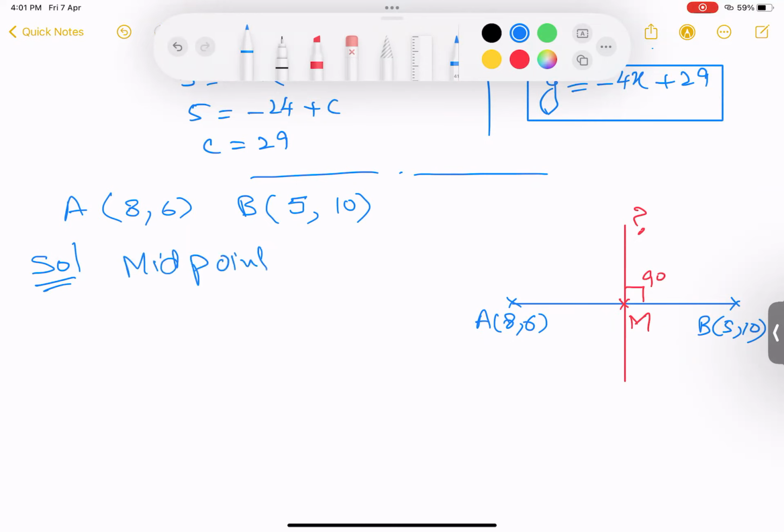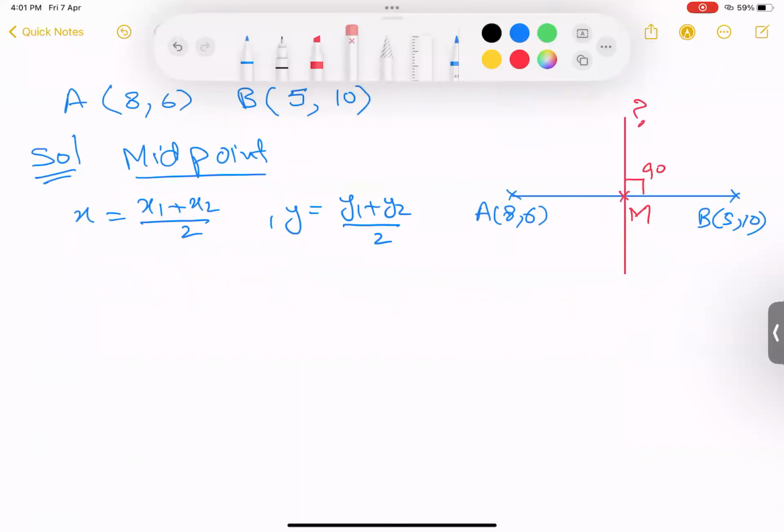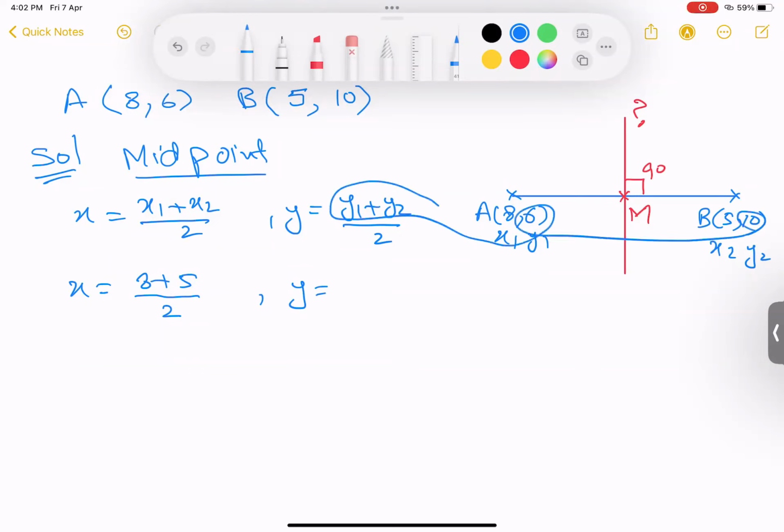So midpoint, and the formula you're familiar with: x1 plus x2 divided by 2 and y1 plus y2 divided by 2. So the best technique is to label it here: x1, y1, x2, y2. Now I'm finding it. x1, x2 is 8 and 5, so 8 plus 5. Okay. And y1 plus y2, 6 plus 10, so 6 plus 10 divided by 2.